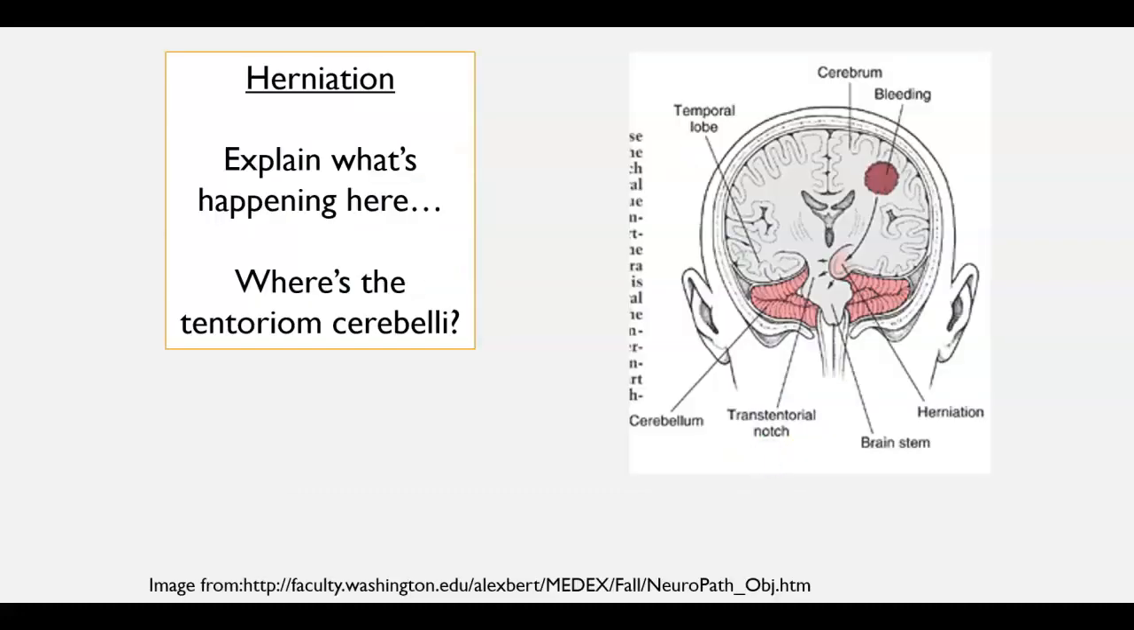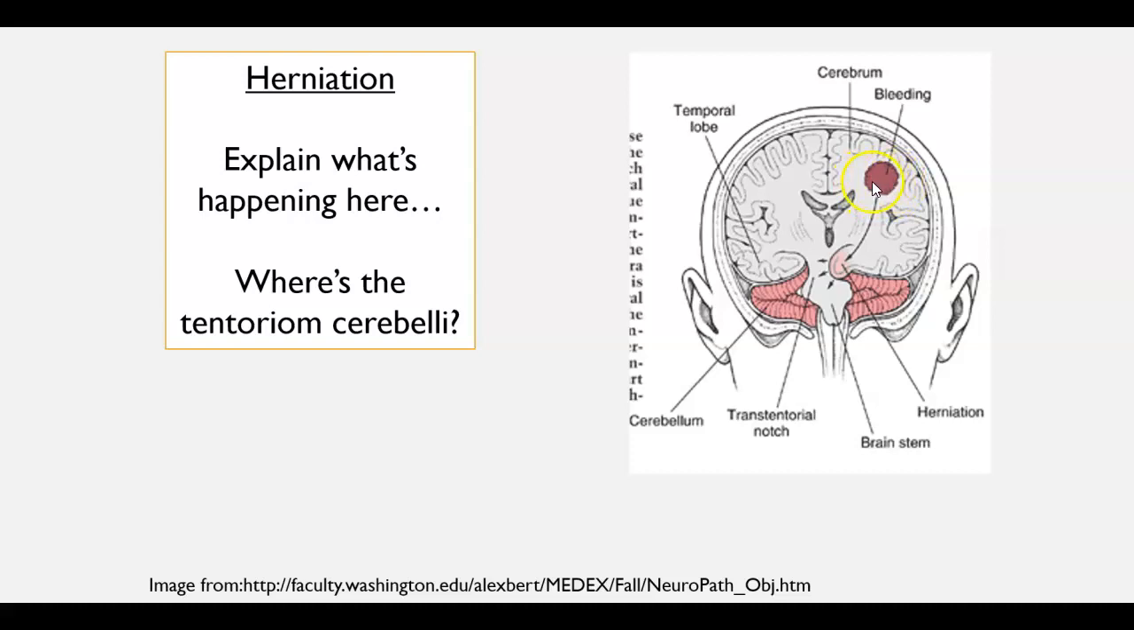So if you take a look at this slide, I typically ask students to take a look at this picture and try to interpret what you see here. So as you're looking at this, I'll go ahead and explain. You'll see that there's bleeding that has occurred here in the brain. Is this epidural or subdural? No, this is actually intracerebral because it's right in the deep tissue of the brain.